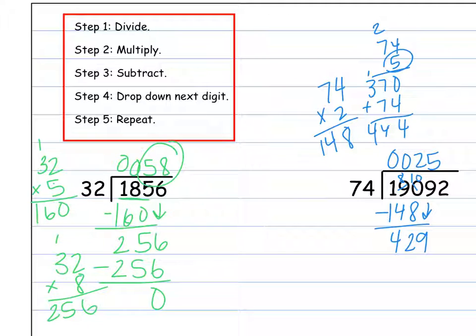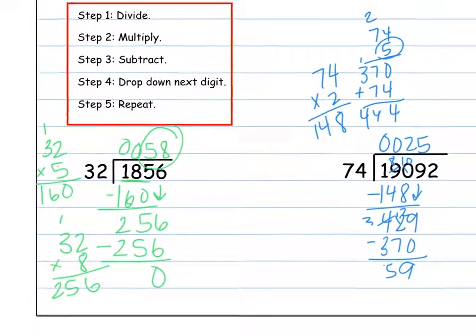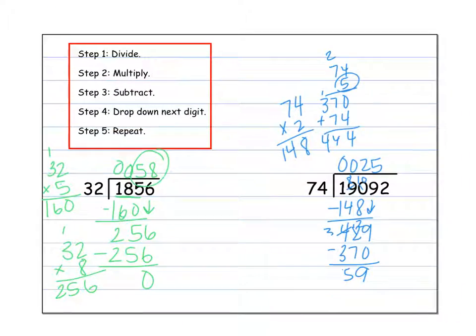Step 2, multiply. 5 times 74, we just found out was 370. Do some subtraction here. So I have 59 left over. I'm just going to move up a little bit or zoom out. Step 4 tells me to bring down the next digit, which is a 2. Again, notice I'm keeping everything very well lined up and organized, and I'm using my lines to hold my numbers.